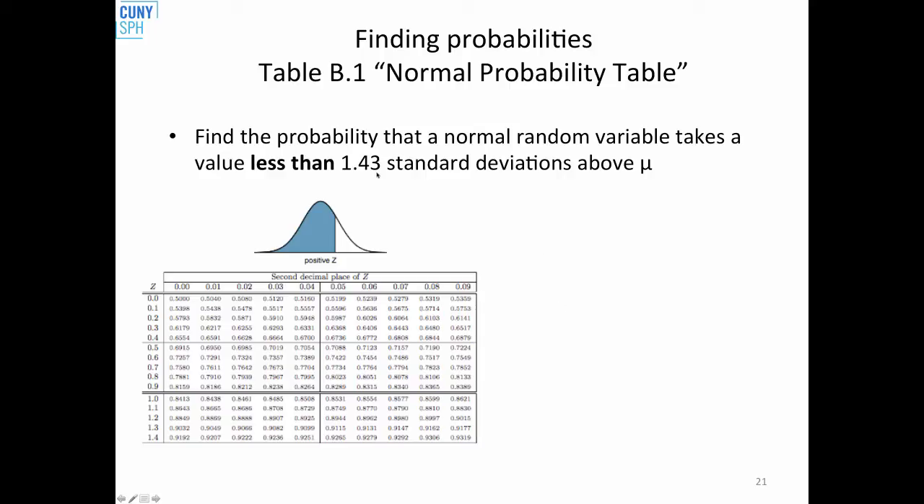As an example, let's find the probability that a normal random variable takes on a value of less than 1.43 standard deviations above the mean. So this is a z-score. It's been turned into the number of standard deviations above the mean. Its z-score is 1.43.